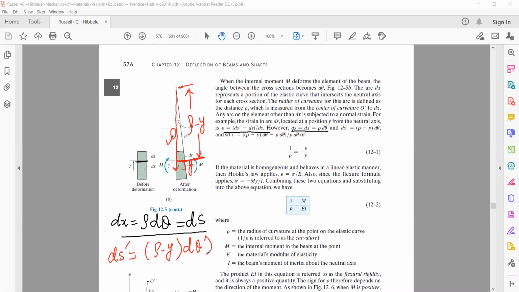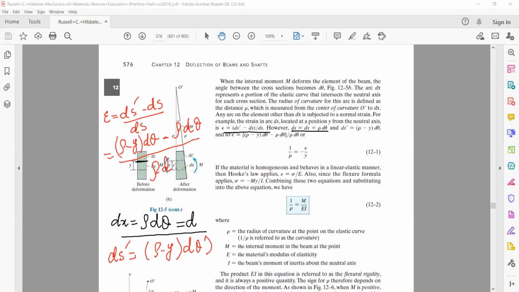Therefore let's substitute the values, because we had already written strain is equal to ds prime minus ds divided by ds. As far as ds prime is concerned, we are writing this as rho minus y times d theta, and minus ds, which is equal to dx, which is equal to rho d theta, divided by ds, that's equal to rho d theta.